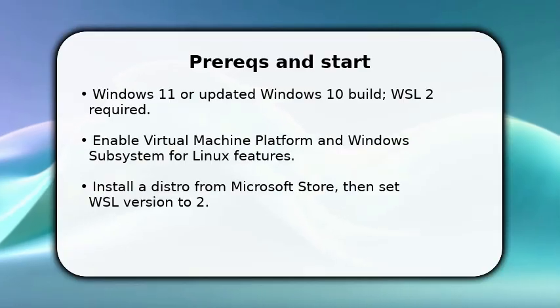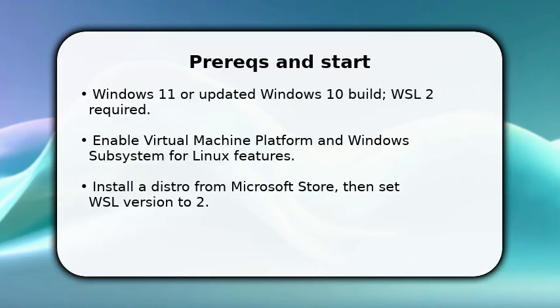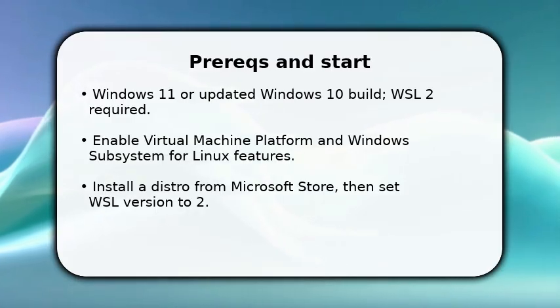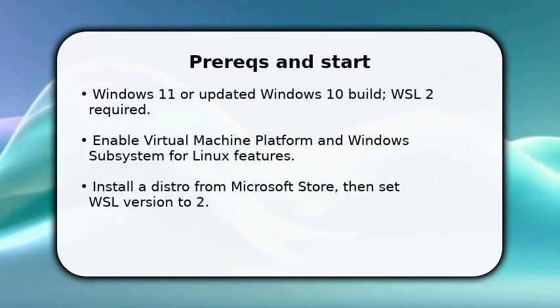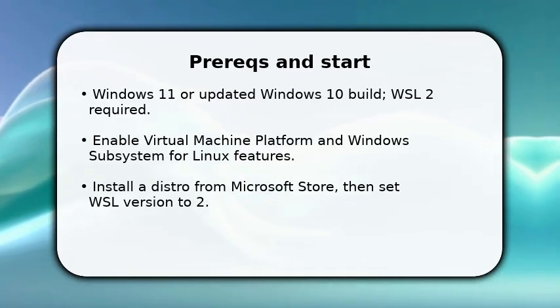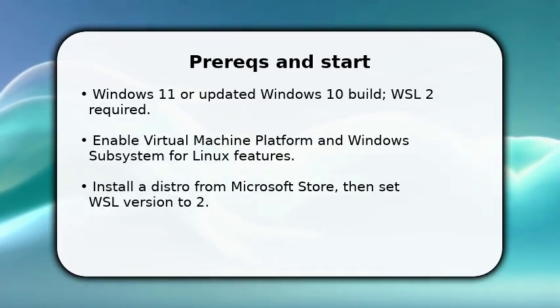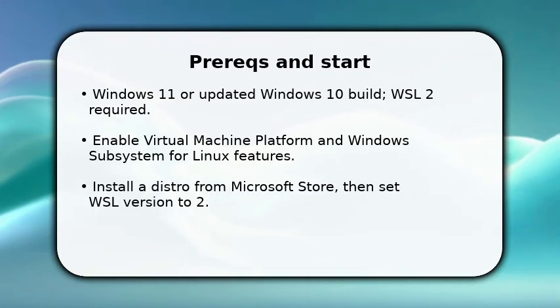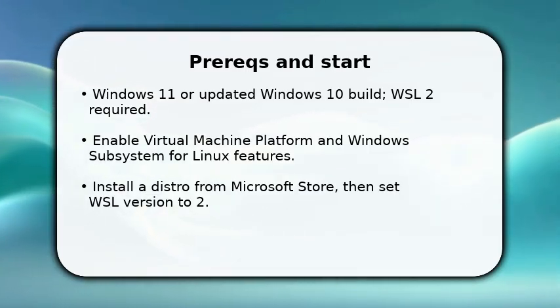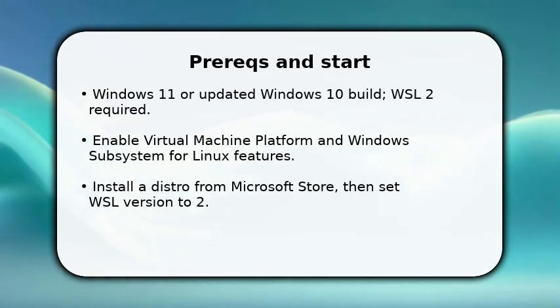You need a compatible Windows build and WSL2 enabled. That's non-negotiable. First, turn on Virtual Machine Platform and Windows Subsystem for Linux in Windows Features, then reboot. Once done, install your chosen Linux distro from the store and open PowerShell as admin. Run wsl --install -d <distro> or wsl --set-default-version 2 and wsl --set-version <distro> 2.